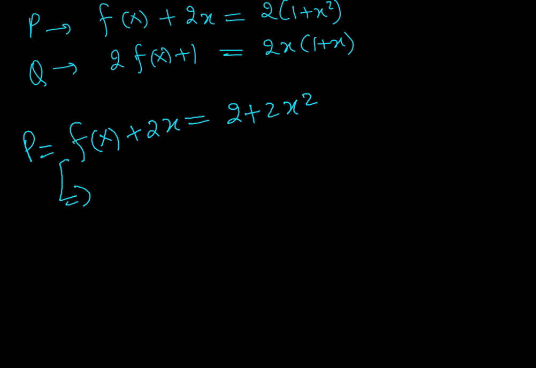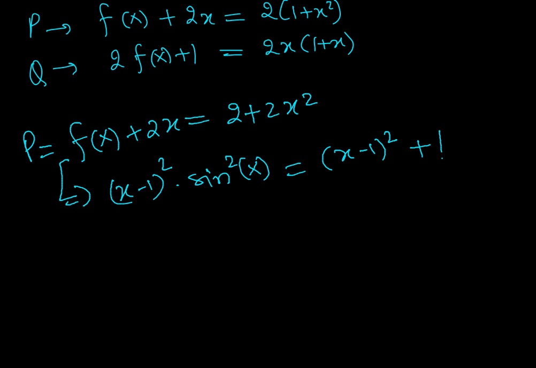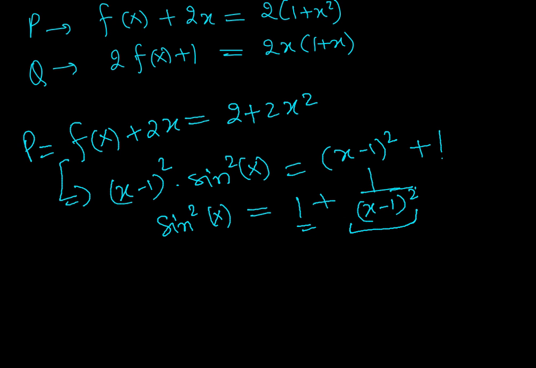If I am substituting f(x), I'll get something like this. Finally, after calculation, that is (x minus 1) whole square plus 1. After calculation, it will give me sin square x equals 1 plus 1 over (x minus 1) whole square. Now you can see, whatever be the value of x, in 1 we are always adding something which cannot be even 0. It has to be positive, so this is always greater than 1. But because we know sin square x cannot be greater than 1, statement P is false. There is no solution to this.